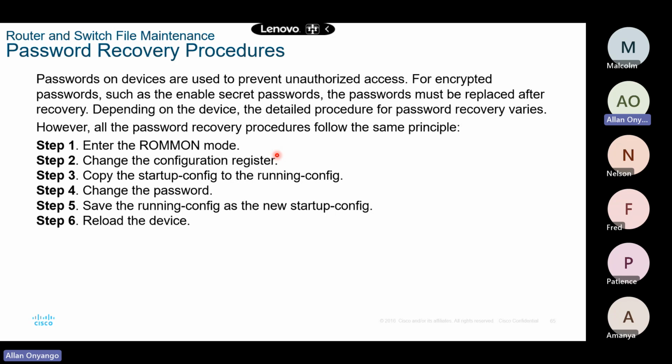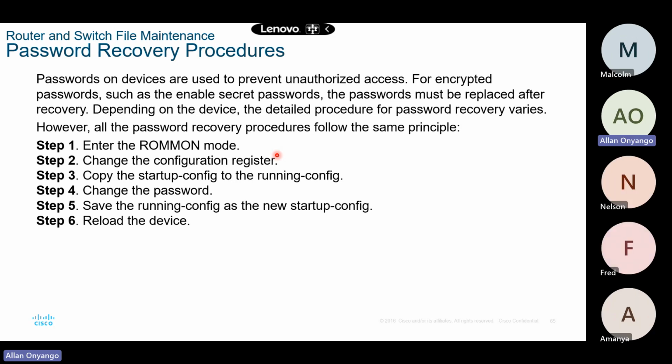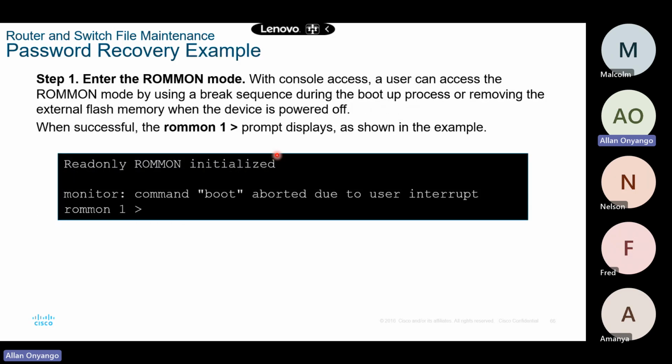Once you are at the privilege level, you need to copy the current startup configuration to become your new running configuration, so that you can now change the passwords on that new running configuration file. Then you need to copy that running configuration with the changed password to become the new startup configuration, so that when you reload, the device is actually going to use the password you have changed. So it's a very, very important step of learning.